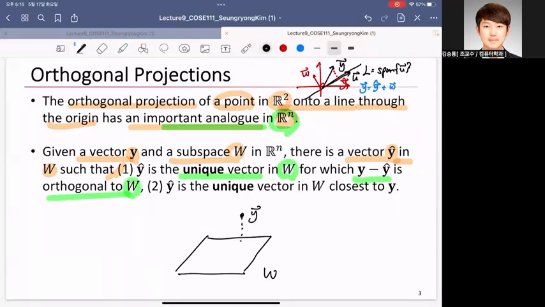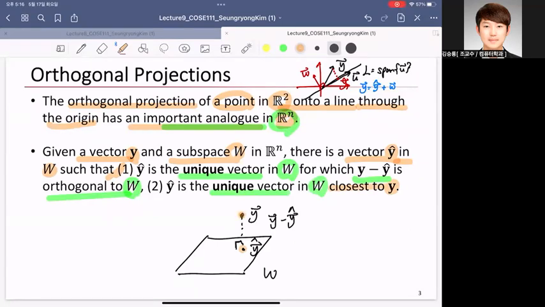So here y hat exists if the vector y minus y hat is orthogonal to W. So this vector should be orthogonal to the subspace W. And y hat is the unique vector in W closest to y. Y hat is the unique vector, right? There is always exactly one. The unique vector in W closest to y.